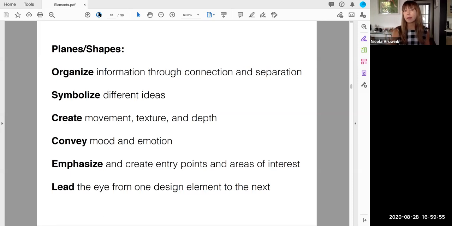They can symbolize different ideas. They can create movement, texture, and depth. They can convey a mood or an emotion, just like lines can, and they can emphasize or create entry points and an area of interest. They also can lead your eye from one design element to the next. So we can really utilize them to do all these things for us.